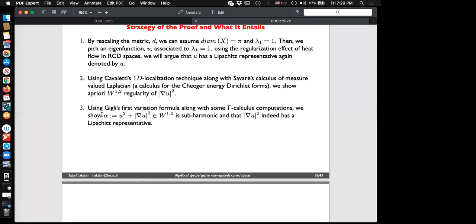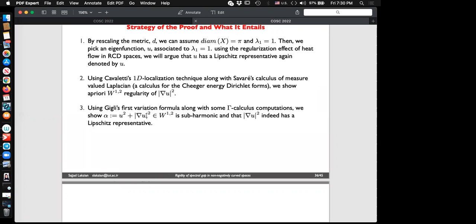But in this case, when you start with an eigenfunction, you know that you minimize your Rayleigh quotient in the Sobolev space. So its energy is bounded. That's all you know. You don't even know that this gradient of u is continuous or anything of that sort. So the first thing you should do is prove some regularity for the norm of the gradient of u squared, or the norm of the gradient of u. And that is where you have to use 1D localization.